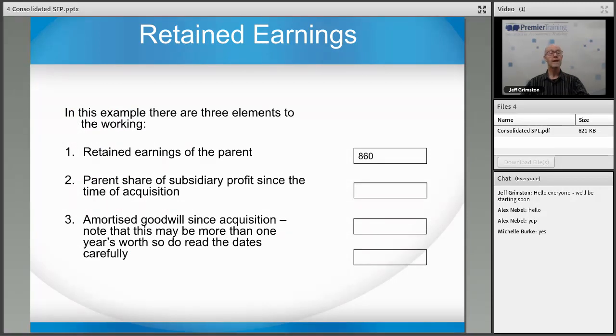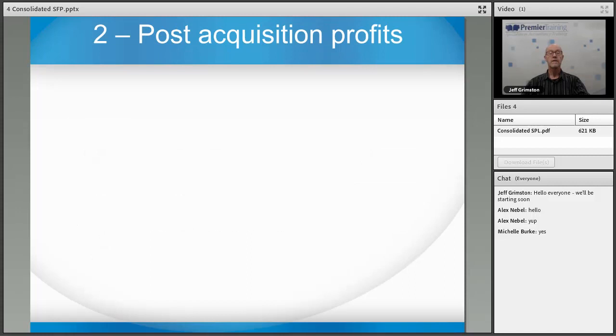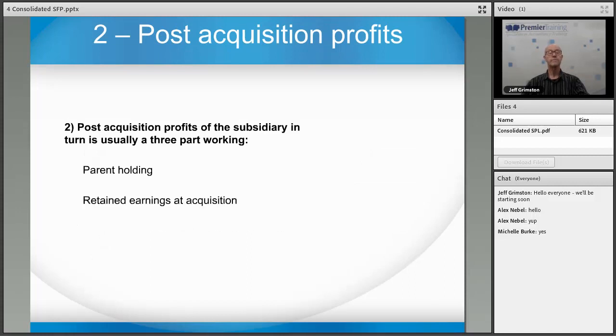In it goes. Now the parent share of subsidiary profit since acquisition, this also needs its own working. So we need to look at what the profit was at the time of acquisition, compare it to what the profit is now, and then what we'll do is calculate the parent percentage share, which is 80%. So from the data, this is the layout we're going to use, the holding percentage, and then the earnings now, the earnings before.